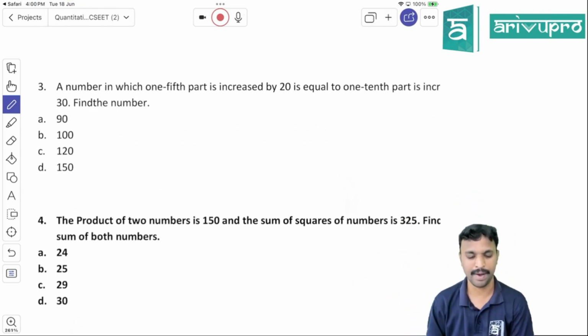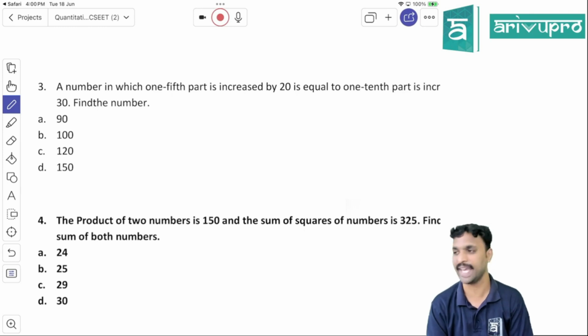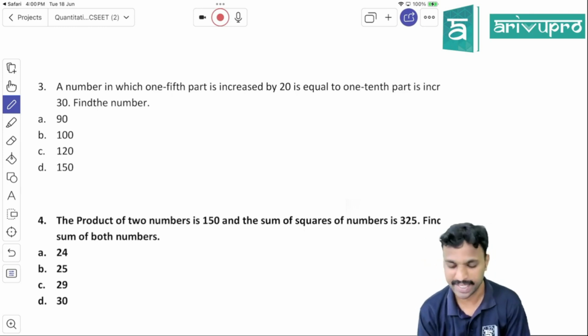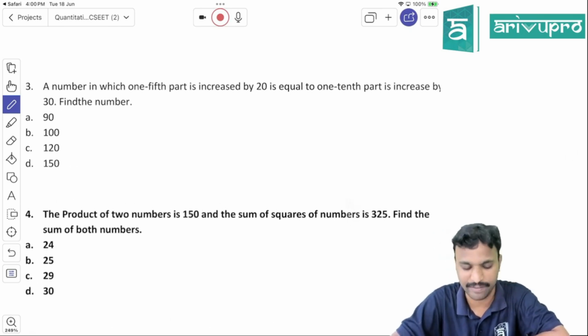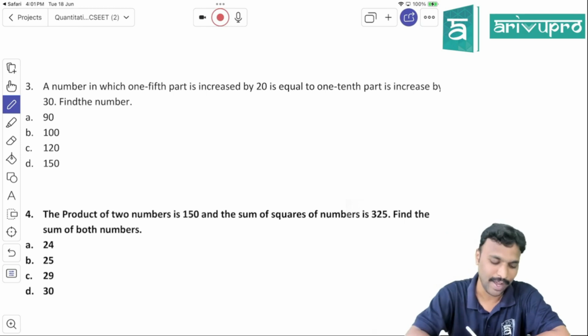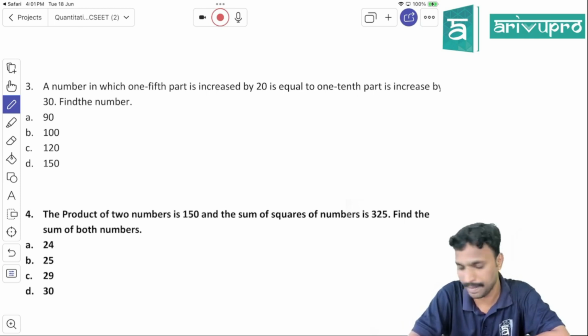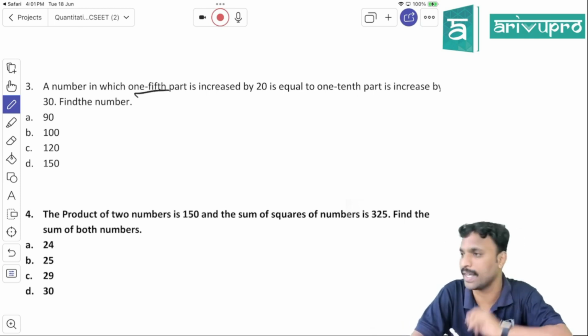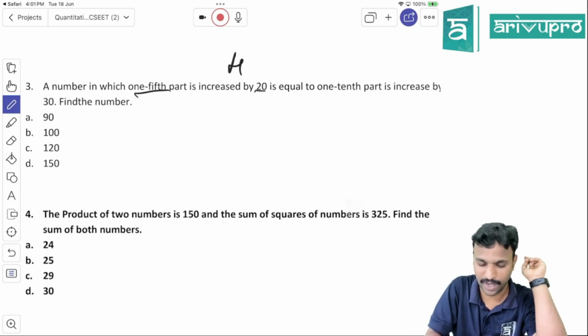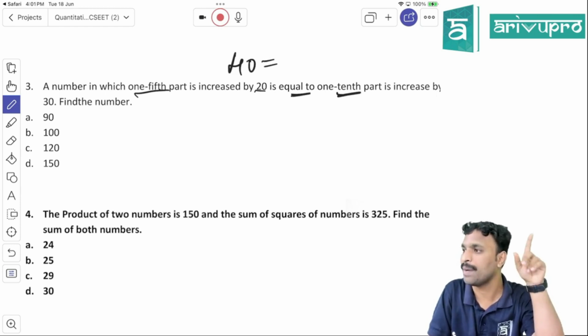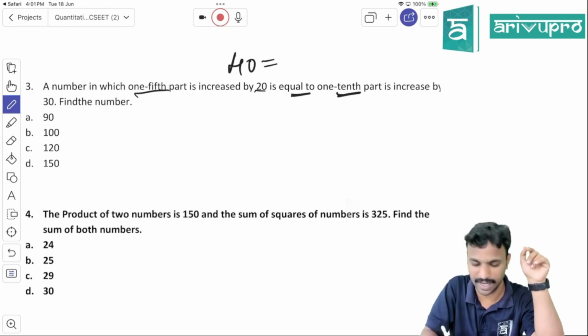Next. A number whose 1/5 part increased by 20 is equal to its 1/10 part increased by 30. Find the number. Okay. So the easiest number that you can plug in is 100. So 1/5 of 100 is what? 20. When 20 is increased by 20, it becomes what? 40. It is equal to what? 1/10 of the number. Number is 100. 1/10 of the number is 10.